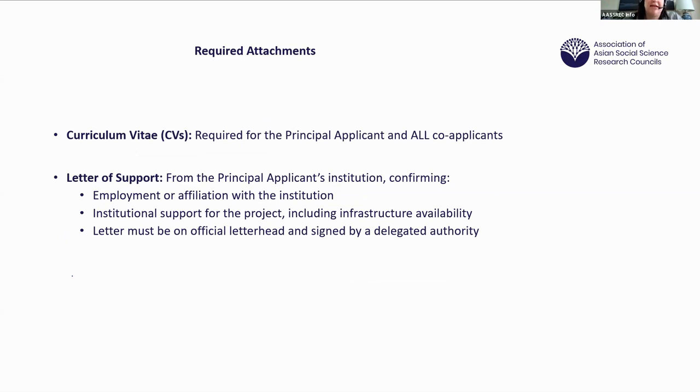And we also need a letter of support attached to the application. That is from the principal applicant's institution, and it's just a letter confirming that the principal applicant is employed or affiliated with the institution, and the institution is providing its support for the project, including making sure that appropriate infrastructure is available. And that letter needs to be on official letterhead and signed by a delegated authority.